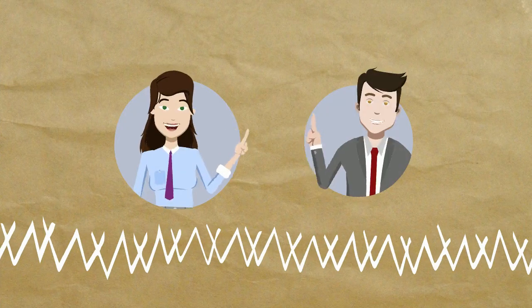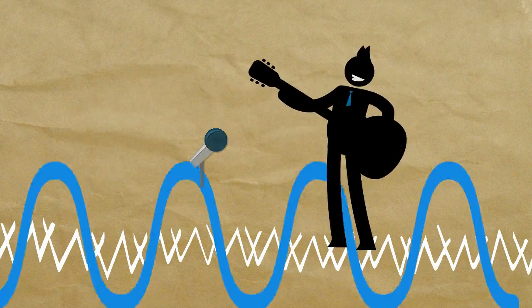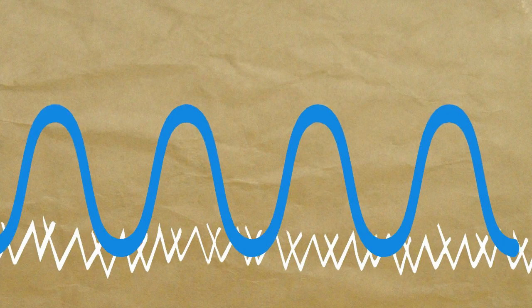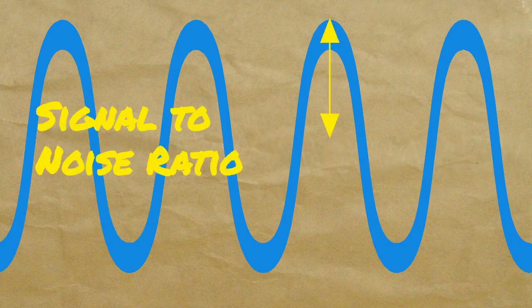Whether it's your conversation at a restaurant or an acoustic guitar and a microphone, you want your signal to be as far above the noise floor as possible. And the higher above the noise floor you get, the better clarity you get. This relationship between the noise floor and your signal is called the signal-to-noise ratio.